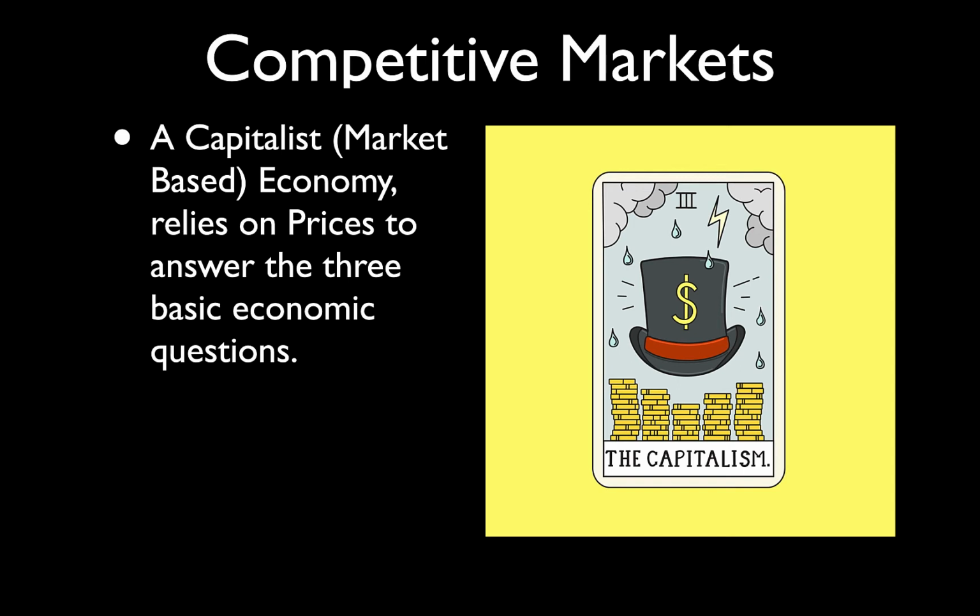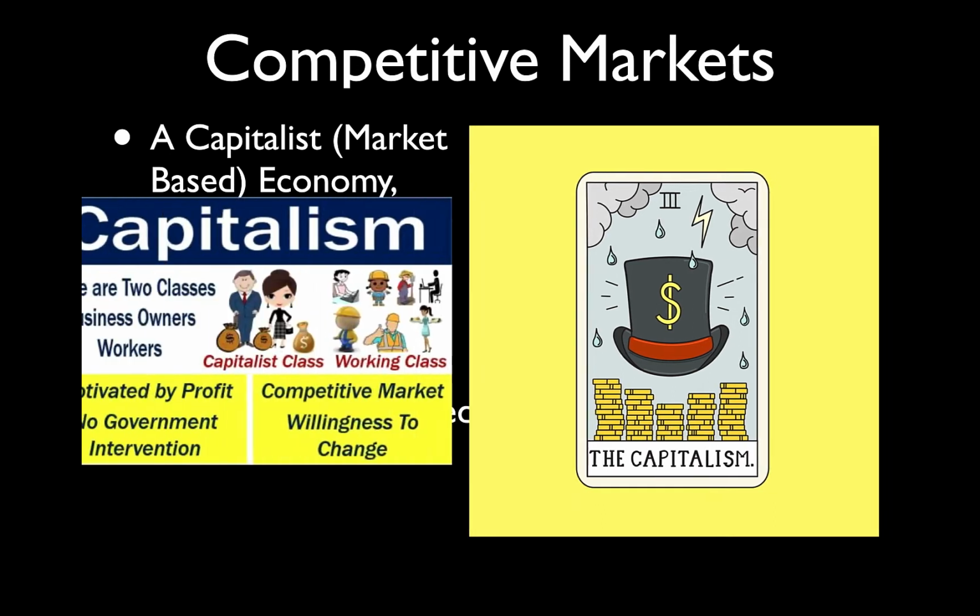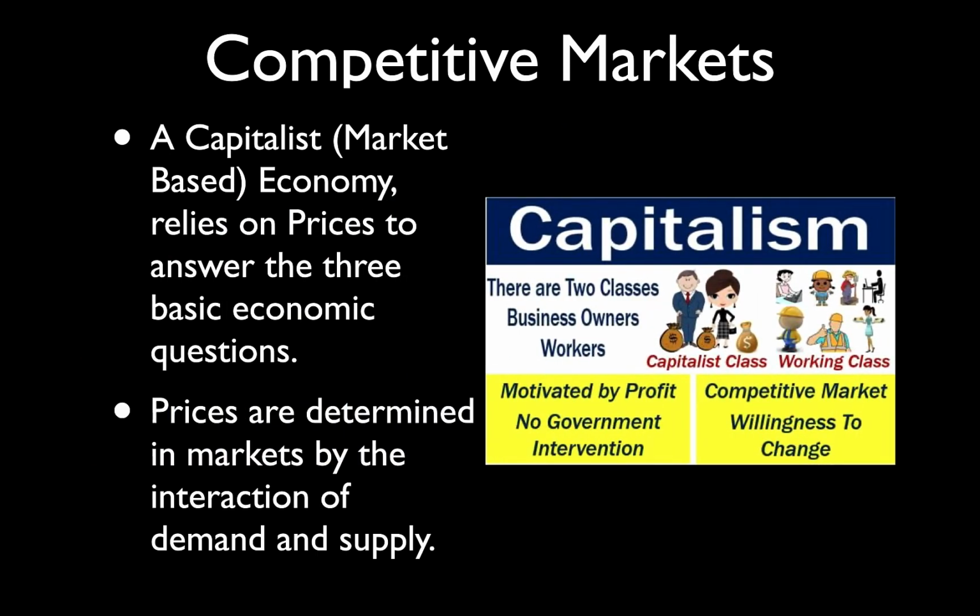Okay, a capitalist economy, this is not opinion, relies on prices to answer the three basic economic questions. And prices are determined in markets by the interaction of demand and supply. So going back to the guy that was selling the fruit, he will have a sign saying this is what I'm selling stuff for, but don't forget, he always wants to get the highest price. And then the consumer wants to pay the lowest price. So there's two diametrically opposed desires. And how can they come together in a market peacefully?